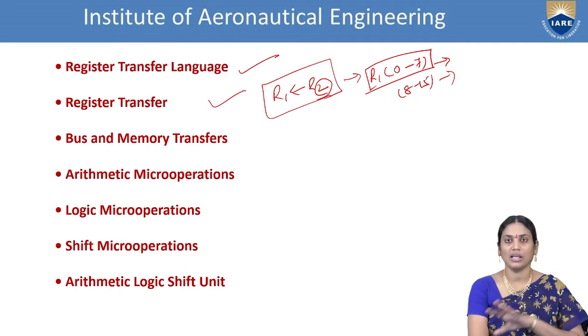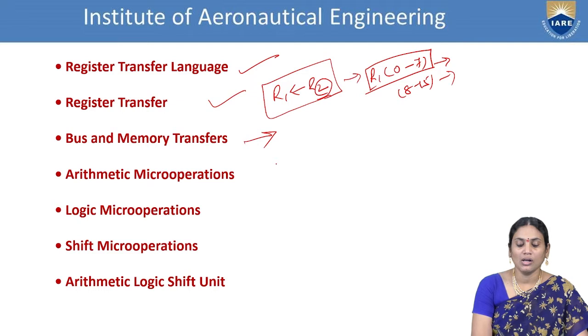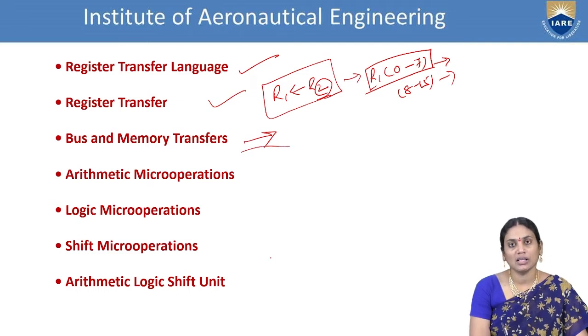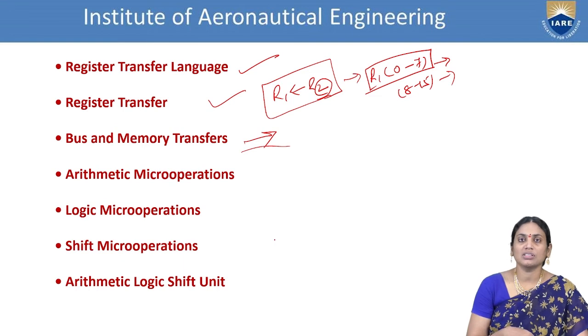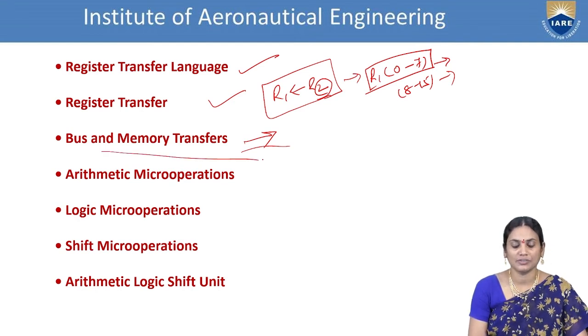Apart from this, we have already seen that in order to handle the operations among n number of registers with ALU, CPU or memory, we need to use one more thing called bus and memory transfers. Bus and memory transfers are the cases where you handle operations not only from the registers but also from the memory to the register. For this reason, we are going to learn about bus and memory transfers.